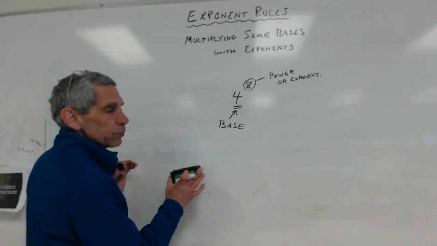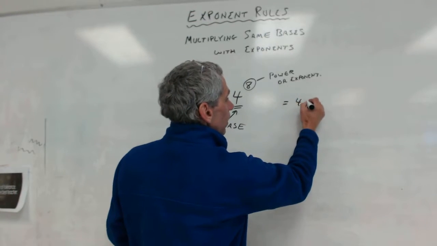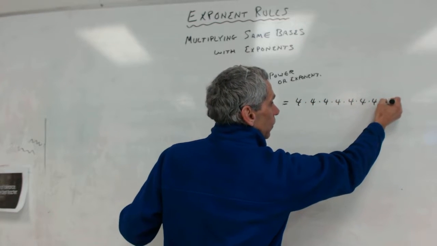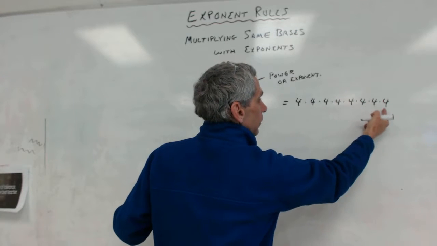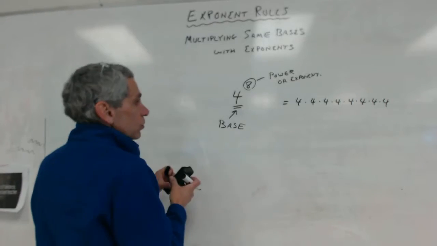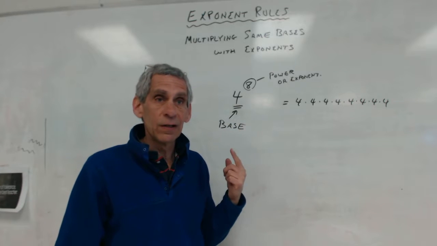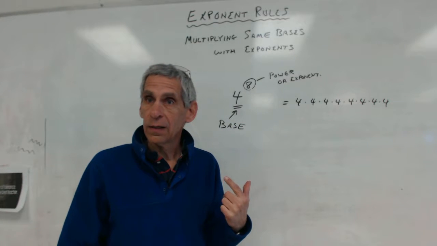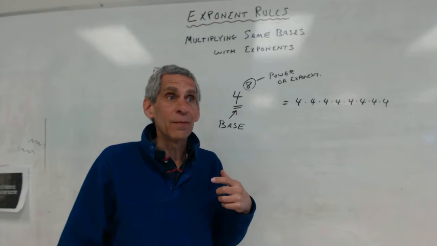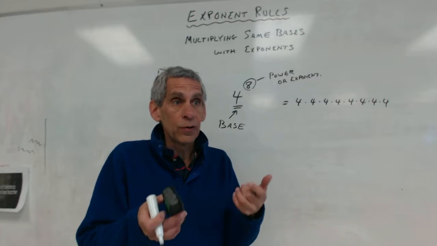But before we do that, let's just practice bases and exponents for a second. This means 4 times 4 times 4 times 4 times 4 times 4 times 4 times 4. There's 8 4s, right? So sometimes we're going to be dealing with number bases, and other times with variable bases, and sometimes our bases will be a mixture of both numbers and variables.